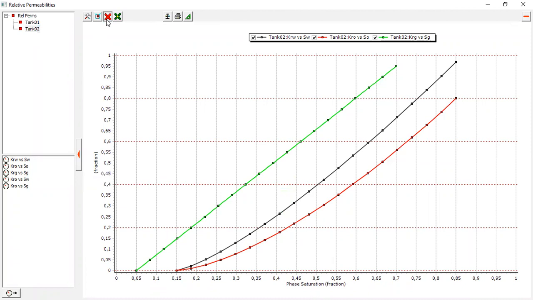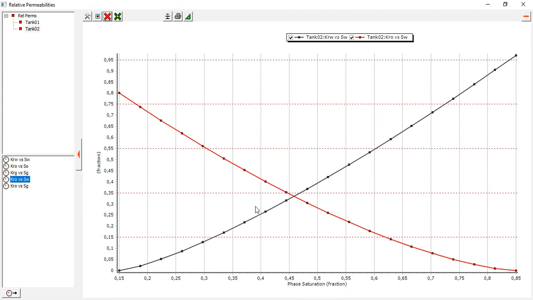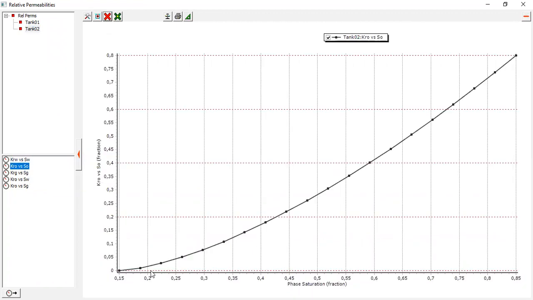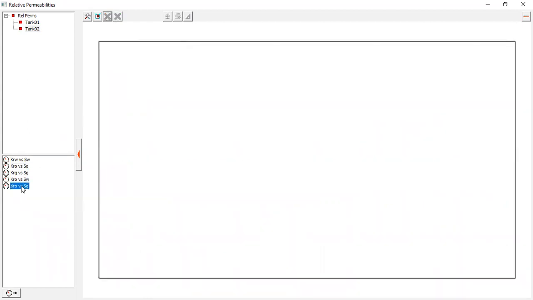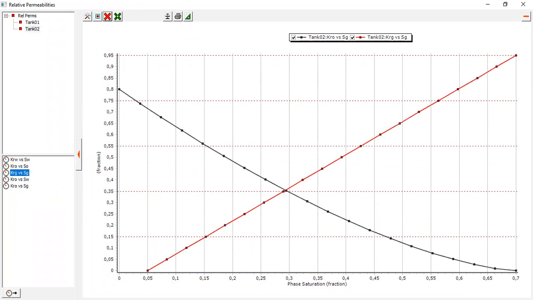And if you want to check relative permeability of water against the water saturation, it's like this. Relative permeability of oil against water saturation, it's like this. And for the gas, relative permeability of oil versus gas saturation, and relative permeability of gas versus gas saturation. Okay, so far so good.